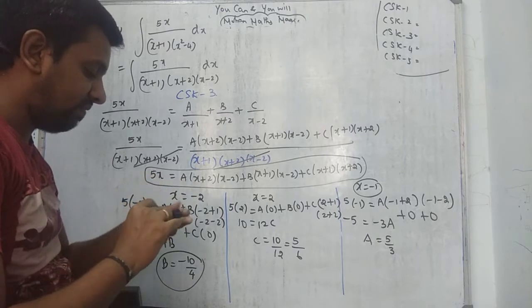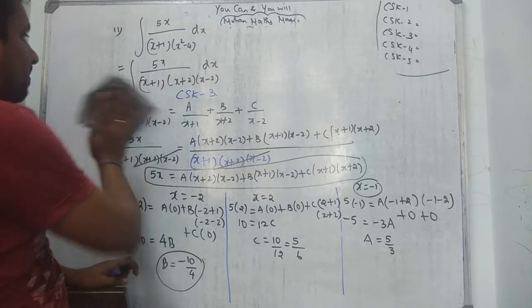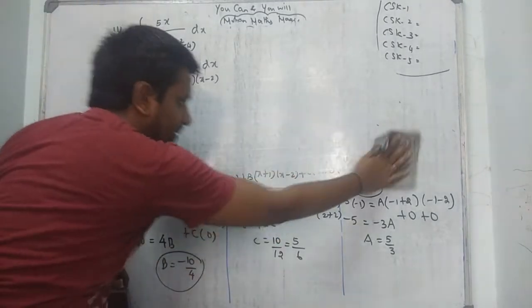So all the values, if I found, now go back and substitute a, b, c here, for CSK3.